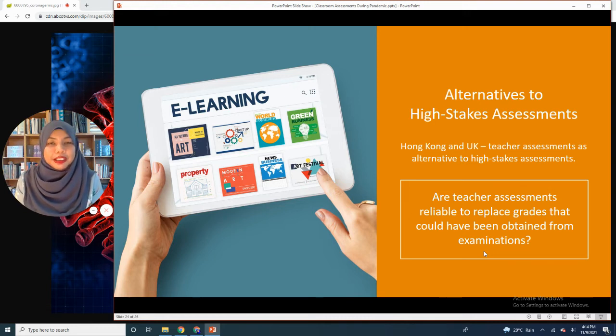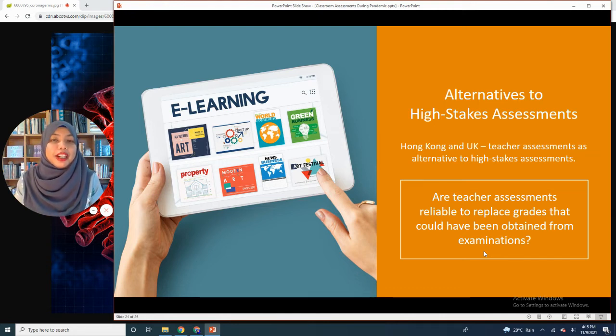It is also interesting to note, I keep on biting my tongue, it is so interesting to note that some countries, such as Hong Kong and the United Kingdom, have decided to replace their high stakes assessment and use other means of assessment as an alternative. For example, Hong Kong and the UK opted for teacher assessment grades to replace their high stakes assessment.